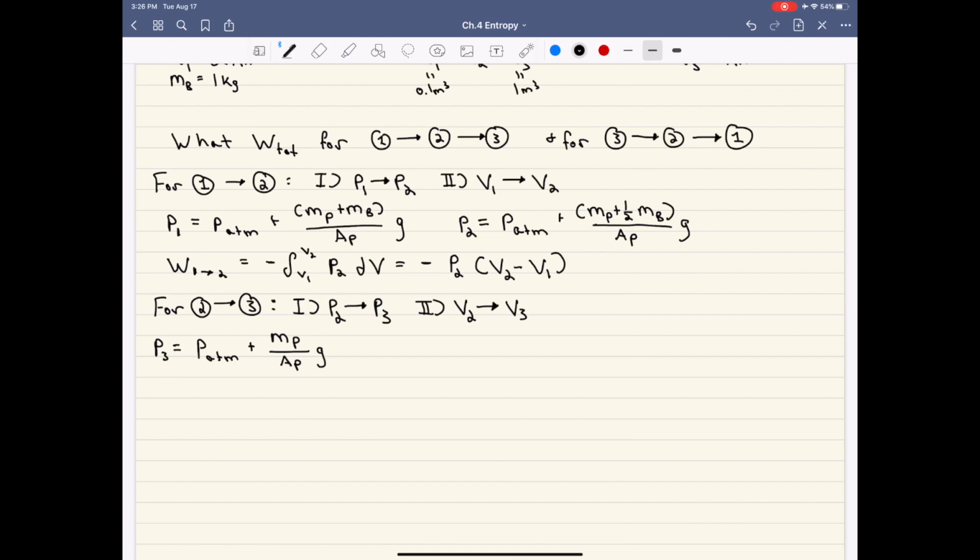And if we calculate the work going from state 2 to state 3, we would see that it's just P3 times V3 minus V2.